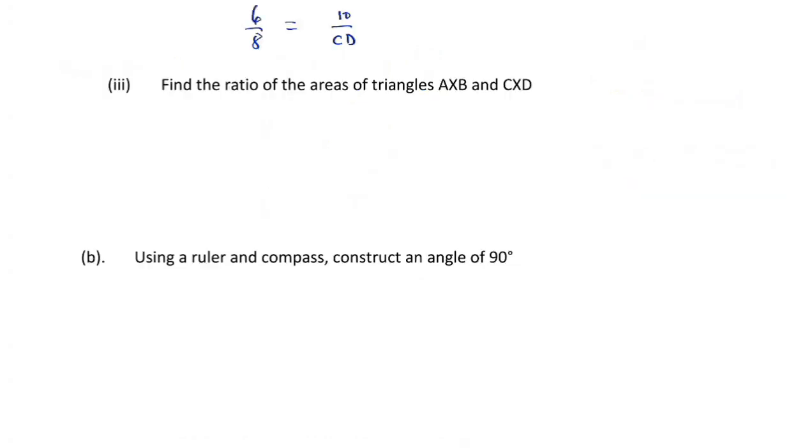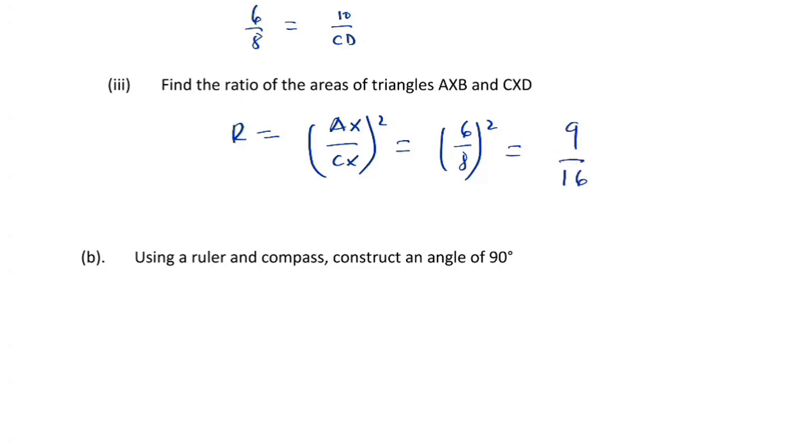And for Roman 3, find the ratio of the areas of triangle AXB and CXD. The ratio of areas of similar triangles can be simply obtained by squaring the constant ratio of the sides. So we can show that the ratio of area equals AX over CX squared equals 6 over 8 squared, which after solving we have 9 over 16, and this is our answer.